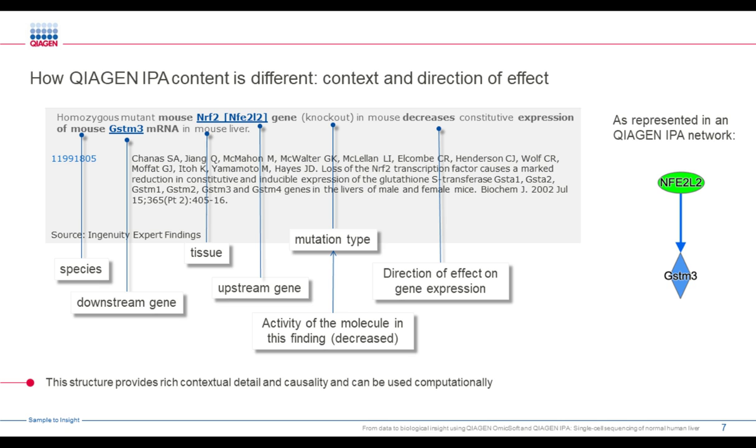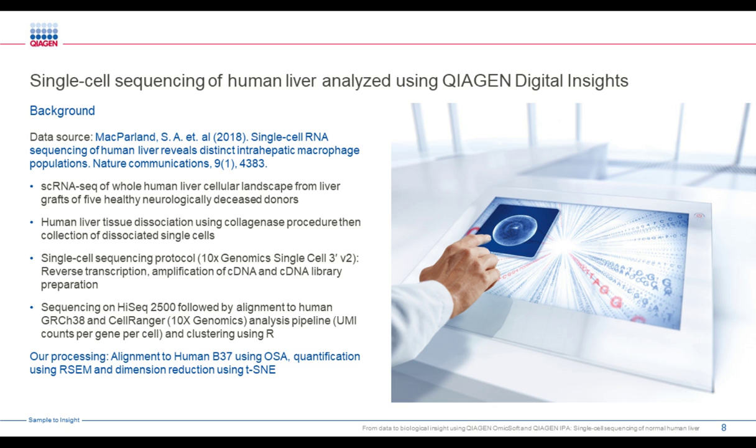And all of that is due to the context and all the important information: direction of effect on the gene expression, mutation type, whether it's an upstream or downstream gene, what type of tissue, what type of species, and so on. So all these 7.1 million findings help us to understand what's going on and to predict the pattern of activity.